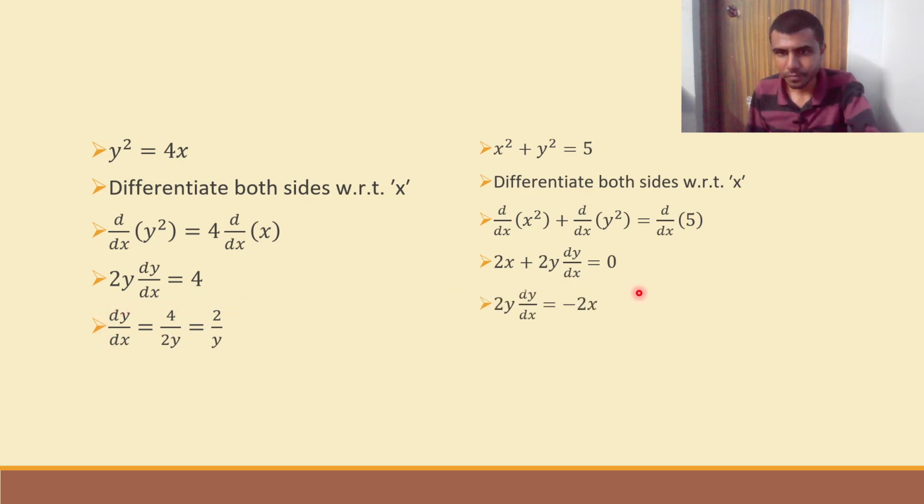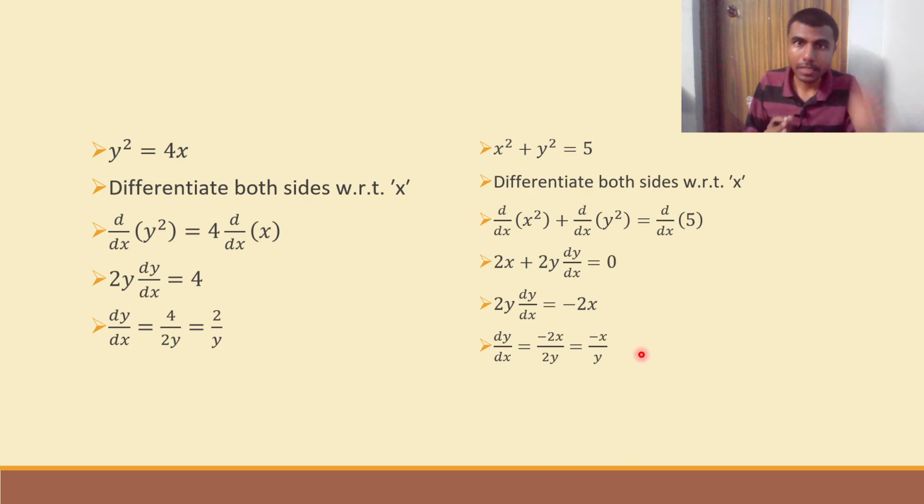Now next, here send this 2x to the RHS. So I get 2y dy by dx is nothing but minus 2x. Now send this 2y to the RHS. So dy by dx is nothing but minus 2x by 2y. 2 cancel, minus x by y. Done. I got my dy by dx for the first curve. I got my dy by dx for the second curve.